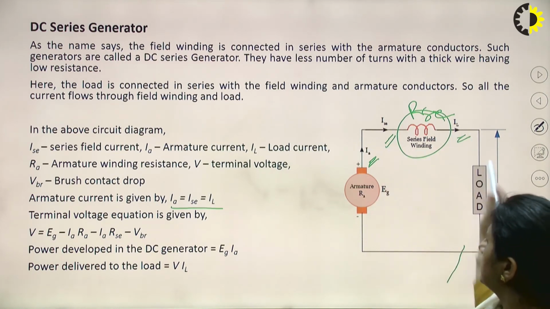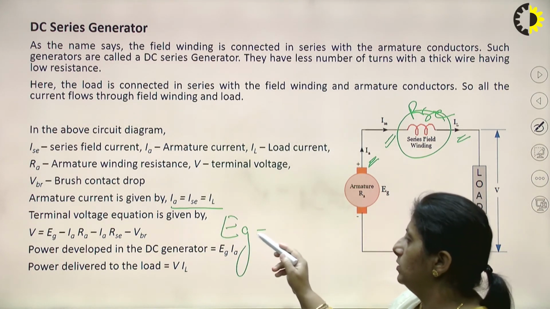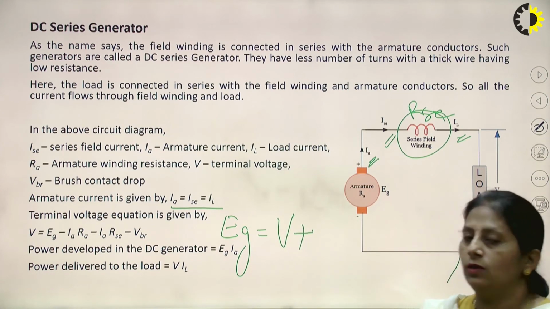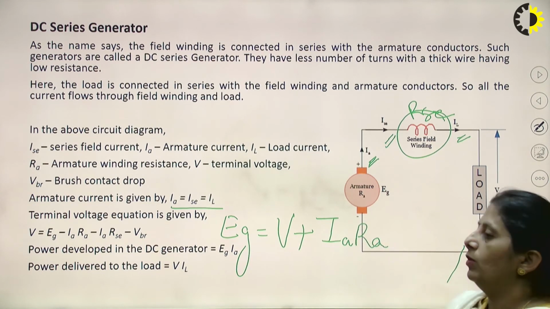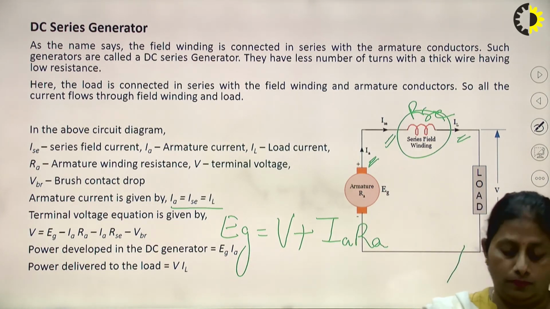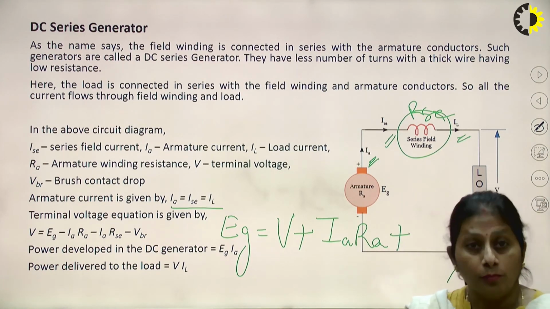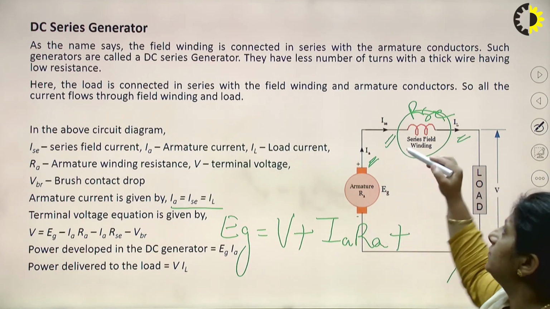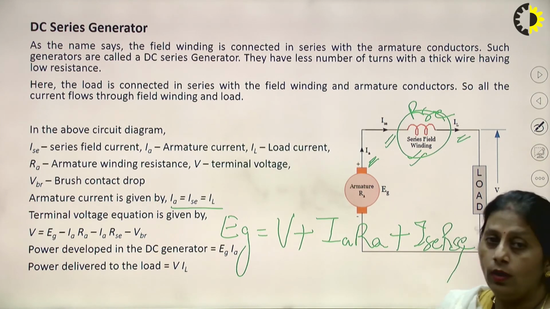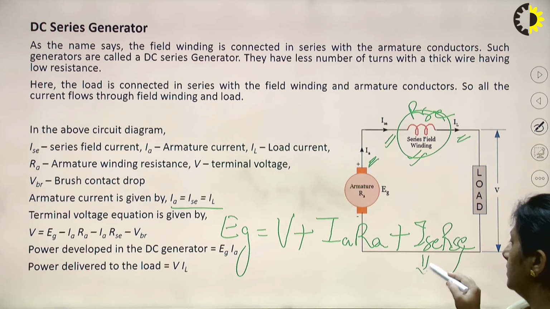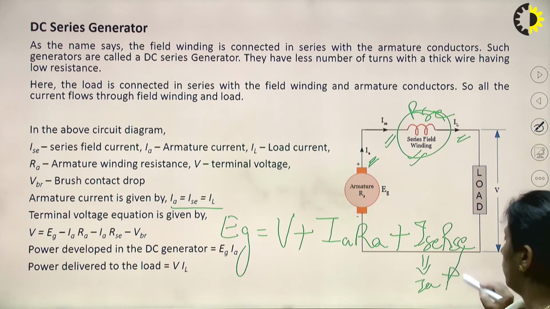Let's see, it is just a simple loop, right? If we write the equation, I know that EG must be equal to the terminal voltage plus the drops. And once again, what are the drops? The armature resistance drop, IARA, where RA is the resistance of the armature circuit, plus one more drop this time. What is that? The series field winding drop, that is ISE RSE. Although I know that this time ISE is equal to IA, so I may even replace this ISE with IA, right? Plus the brush contact drop, VBR.